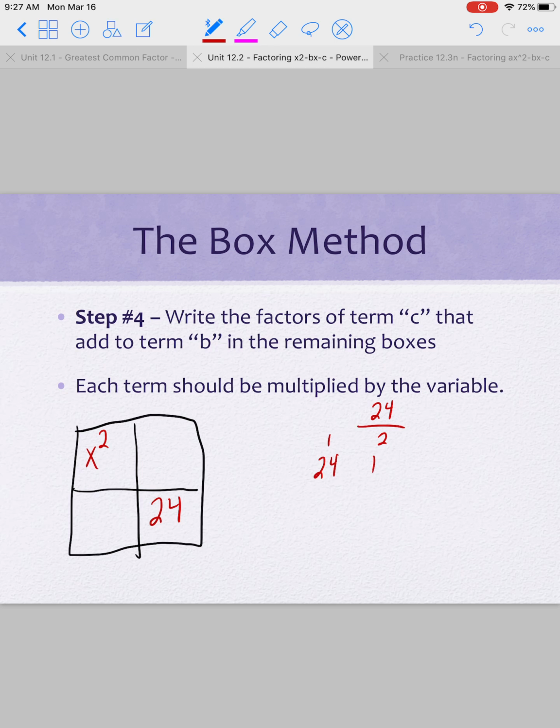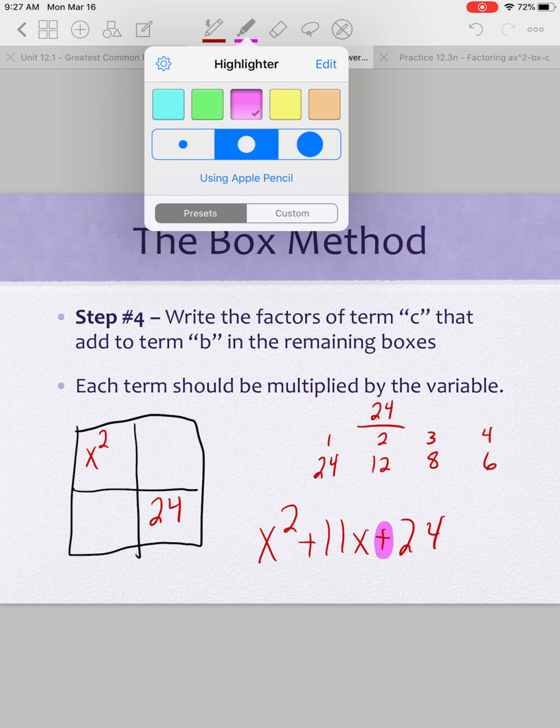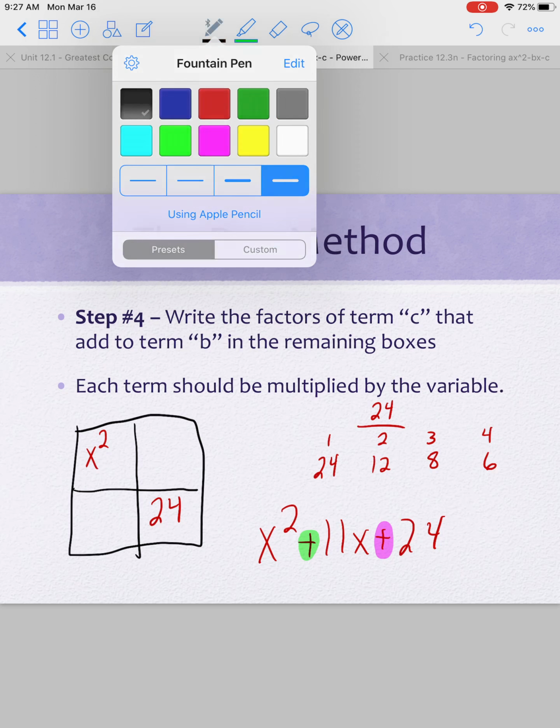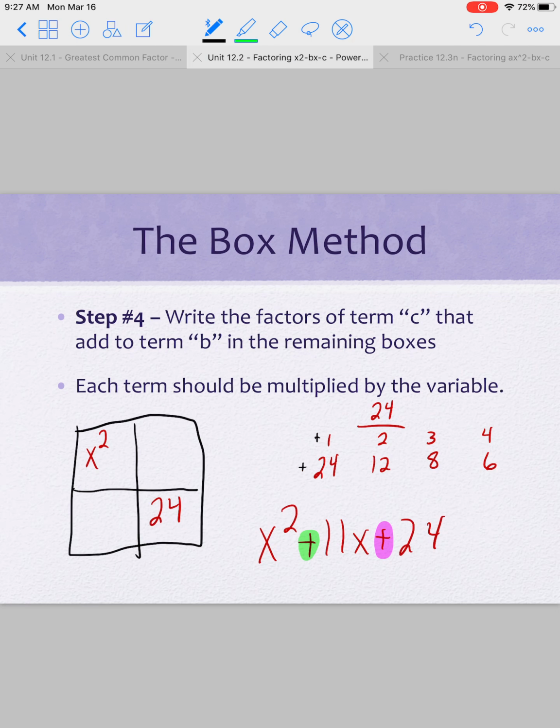1 and 24, 2 and 12, 3 and 8, 4 and 6. We had to use our rules. Okay, x squared plus 11x plus 24 is what we had. Our rules tell us that the second sign tells us whether they're going to be the same or different sign. It's a plus, so that means they're both going to be the same sign. So I now need to look at our first sign to see what they'll both be, and they're all going to be positive. Okay, so all these terms here will be positive.